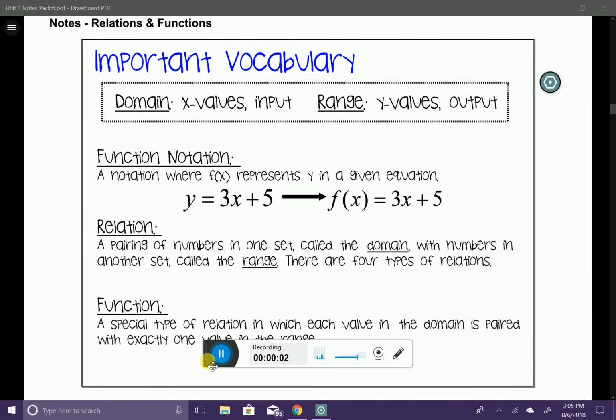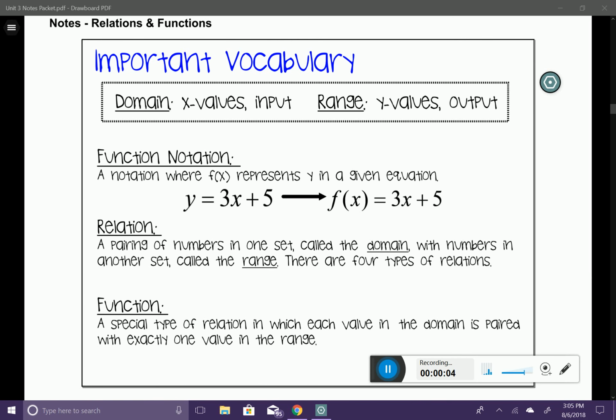In this lesson, we're going to be talking about relations and functions. Basically, a relation is a relationship between an x and a y coordinate, and functions are a very special type of relation where every x coordinate is going to be given one exact y coordinate and vice versa. So we need to know a little bit of vocabulary before we start this unit.